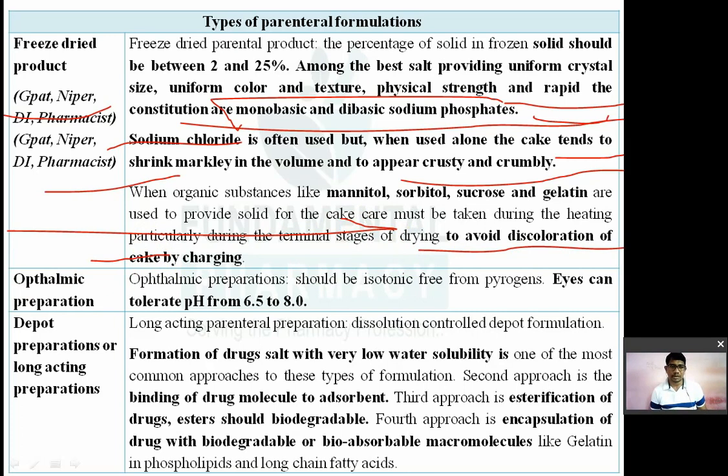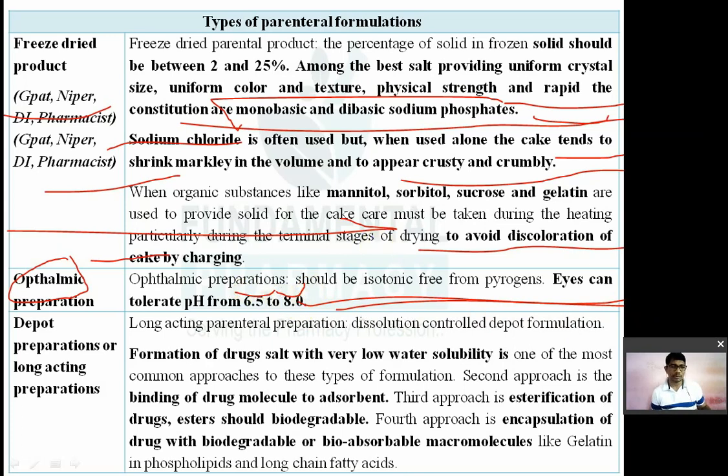Then second type of parenteral product is nothing but the ophthalmic preparation. Ophthalmic preparation means these are the sterile dosage form which are meant to be instilled into eye cavity, instilled into conjunctival sac in the form of eye drop. Ophthalmic preparation should be again isotonic, again free from pyrogens. Whatever eyes are there, eyes can tolerate pH from 6.5 to 8. ओके, इस रेंज में अगर pH है उसका तो उसको टॉलरेट कर सकते हैं. अगर इसके बाहर का pH का सोल्यूशन का pH है तो उसके बाद में क्या होगा, इरिटेशन होगा. तो eyes can tolerate this pH 6.5 to 8.